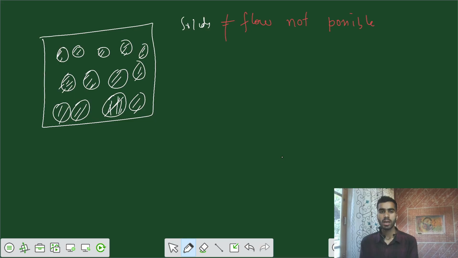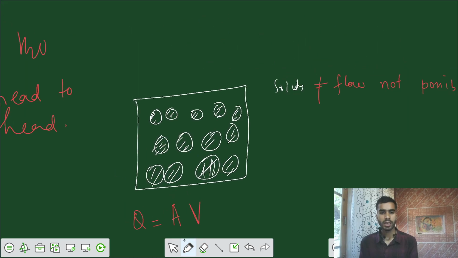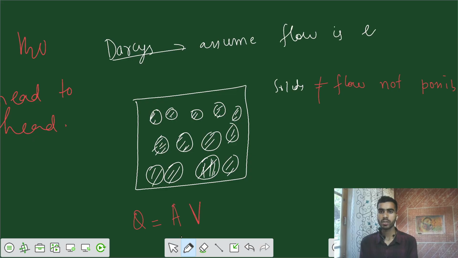So we were saying that we have a discharge of Q in the total area of the cross section A, and there is some velocity throughout the cross section. That's not actually true. Darcy's law assumes that flow is through the entire cross section, but that is not true for the soil.